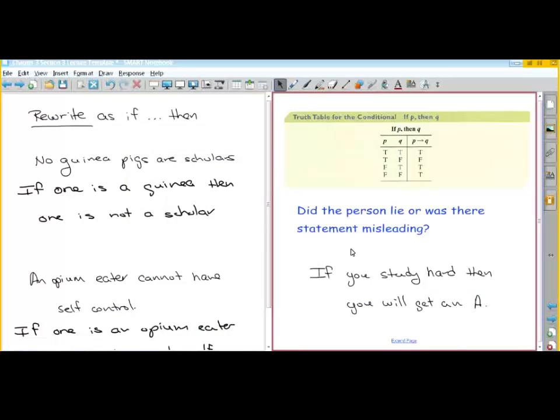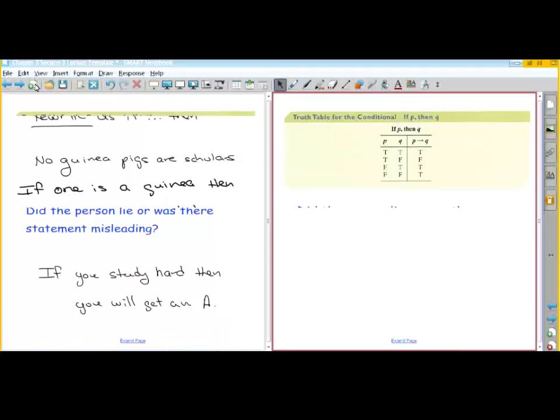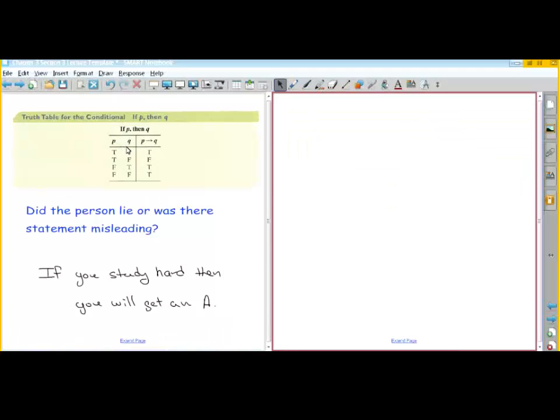So the statement we're looking at is, if you study hard, then you will get an A. So we want to look at the case where the first is true and the second is true, and whether the person is mad. Because if you told somebody this is what you have to do to get an A, and you do that and then you don't get an A, then you complain, right? Or you get upset. So rather than asking, did the person lie or was the statement misleading, I'm going to ask the question, are you upset? Or mad? Upset, question mark.